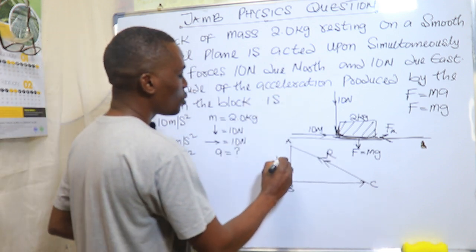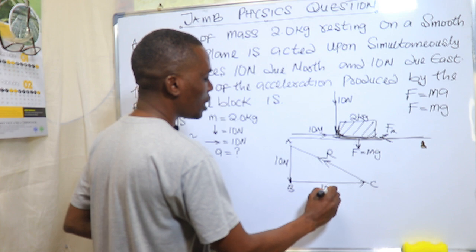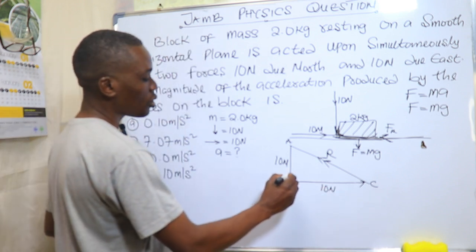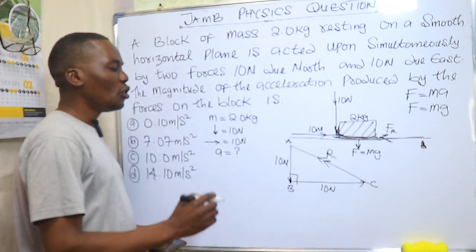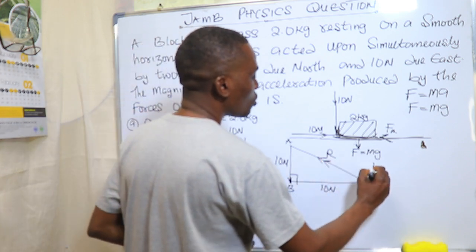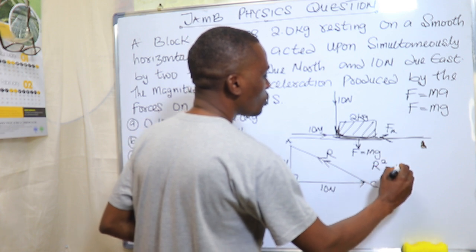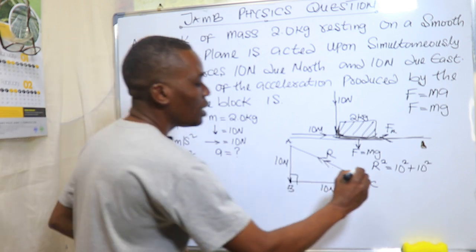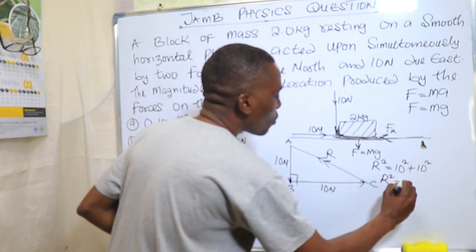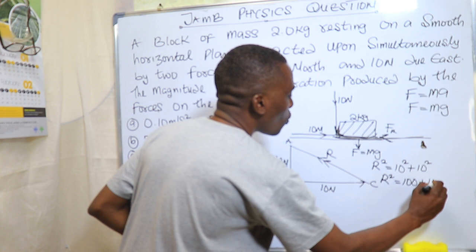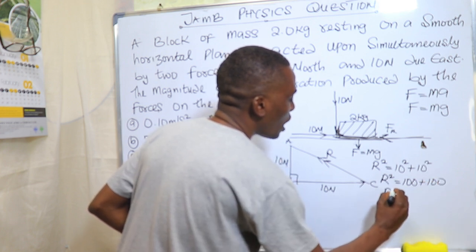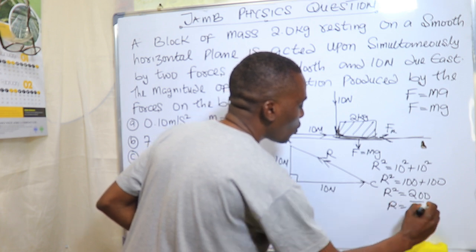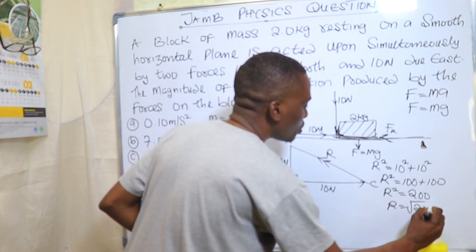So there they tell us say this one na 10 Newton, and they still tell us say this one na 10 Newton. So wetin be the resultant of the force? Remember, if you use Pythagoras theorem, because this thing na right angle triangle, the hypotenuse will be the resultant. R square go dey equal to the sum of the square of the other two sides. So that means our R square go dey equal to 100 plus 100, so R square go dey equal to 200. So that means our resultant go dey equal to the square root of 200.